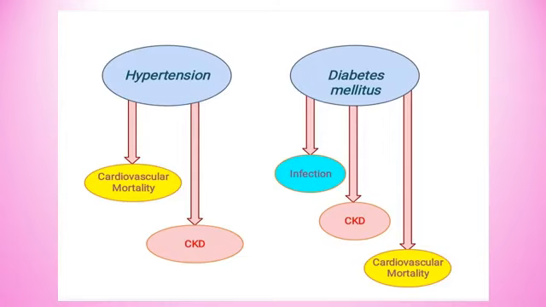In this slide we see hypertension and its end results on the left side and diabetes mellitus and its end result on the right side. On both sides, chronic kidney disease is common. Thus, from this discussion, we can easily guess the importance of chronic kidney disease, which is the end result of two common diseases like hypertension and diabetes mellitus.